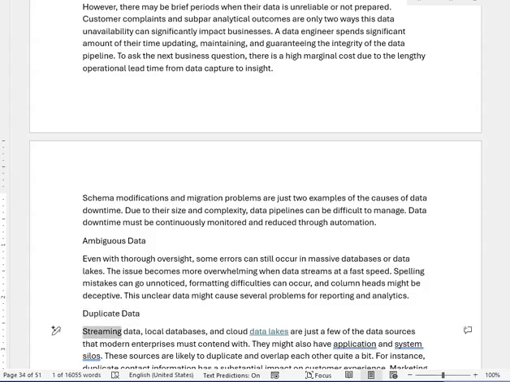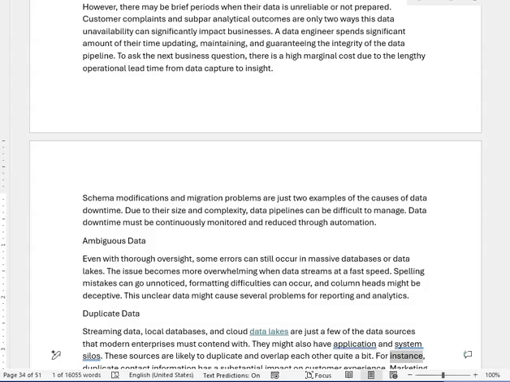Duplicate data. Streaming data, local databases, and cloud data lakes are just a few of the data sources that modern enterprises must contend with. They might also have application and system silos. These sources are likely to duplicate and overlap each other quite a bit.